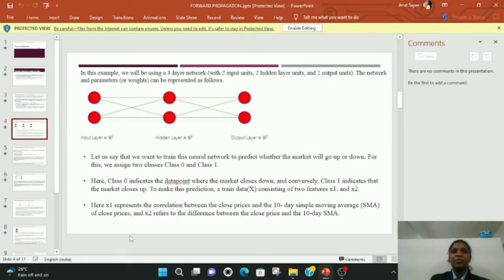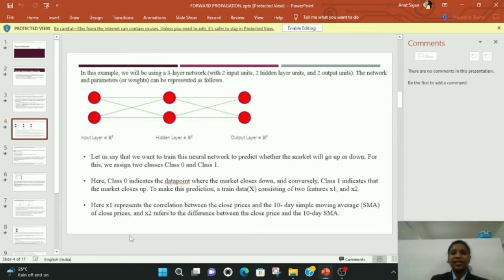In the example, we will be using a three-layer network. The network and parameters can be represented as follows. Let us say that we want to train this neural network to predict whether the market will go up or down. For this, we assign two classes, class 0 and class 1. Here, class 0 indicates the data point where the market closes down, and conversely, class 1 indicates that the market closes up.